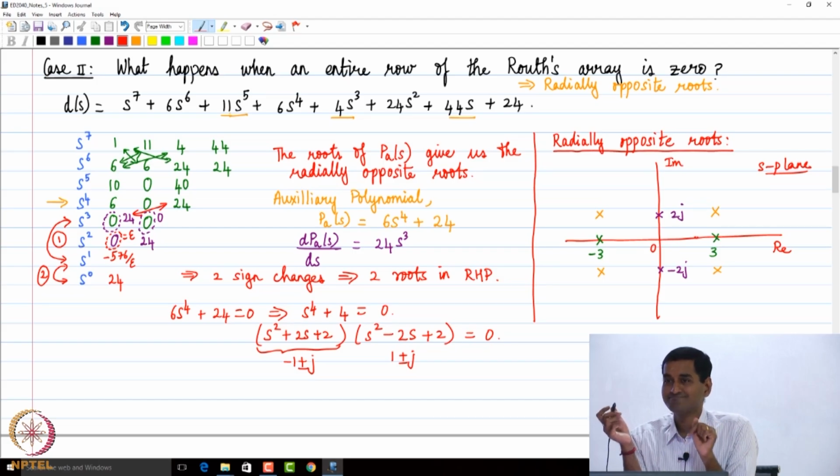The constant term is non-zero. If you have a root at the origin, the constant term is 0. But here the constant term is non-zero, so there is no root at the origin. That's how we figure things out. Is it clear?